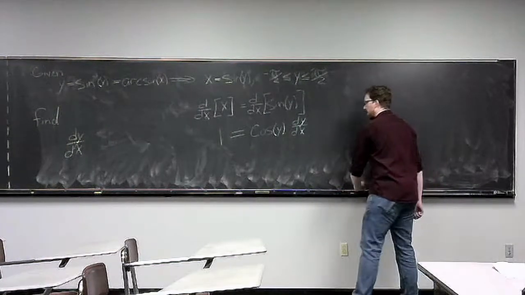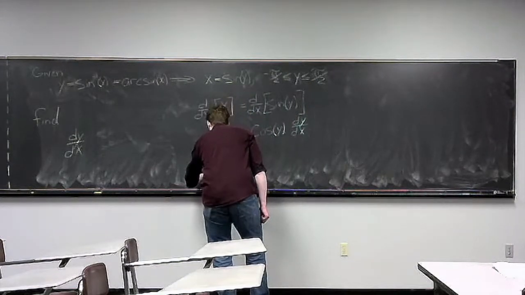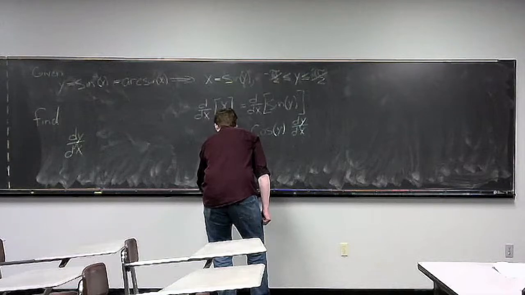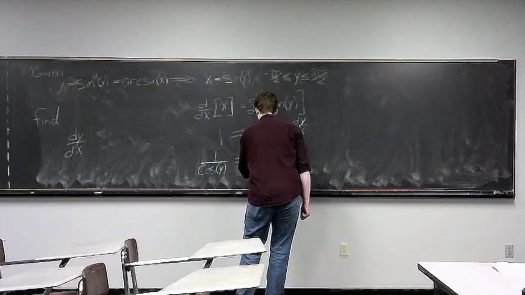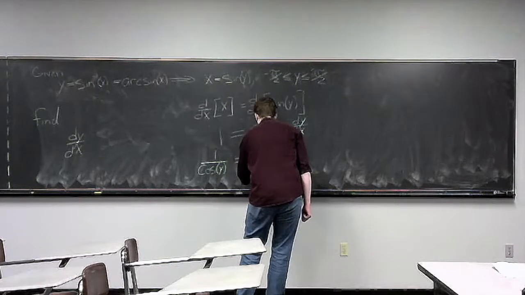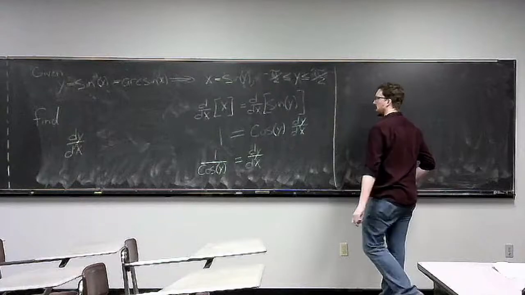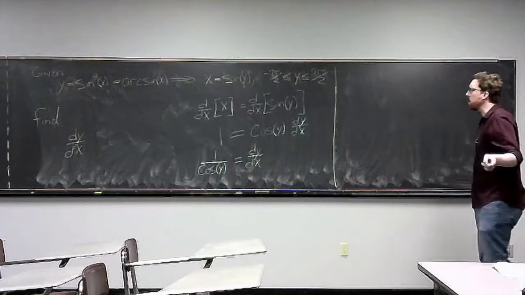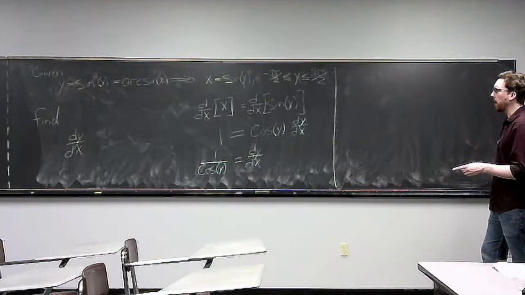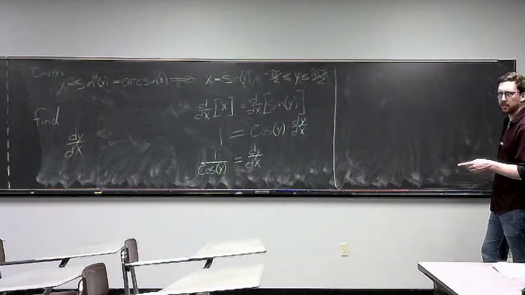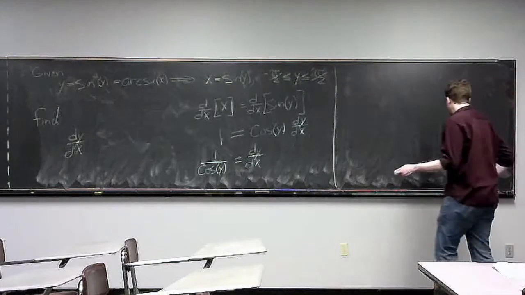Let's do that. It's going to give us 1 divided by the cosine of y is equal to dy/dx. Well, hey, wait a minute. Can we rewrite cosine of y in terms of sine of y? Yeah, we could use the Pythagorean theorem, right?